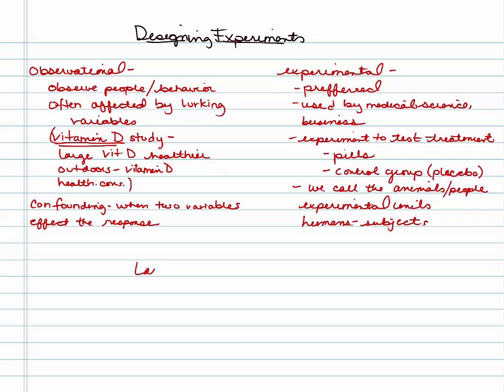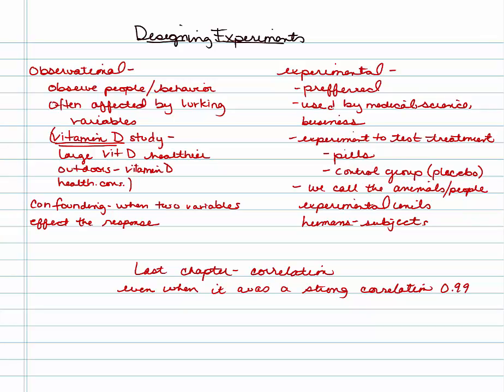And the last thing I want to talk about is, in the last chapter, we noted correlation. And even when there was a high correlation, or it was a strong correlation, I remember the correlation ranged from -1 to +1. So even when it was like 0.99 of a correlation, it didn't mean that one thing caused the other. I know that was a missed problem a lot on the test, was people were thinking, well, if it's really strongly related, then one causes the other. That's not always the case.